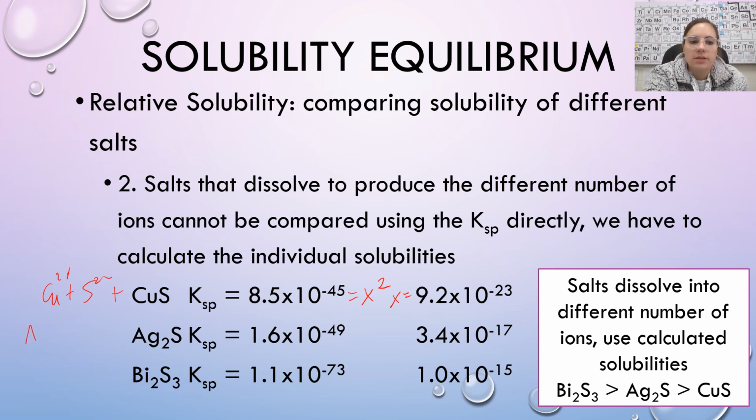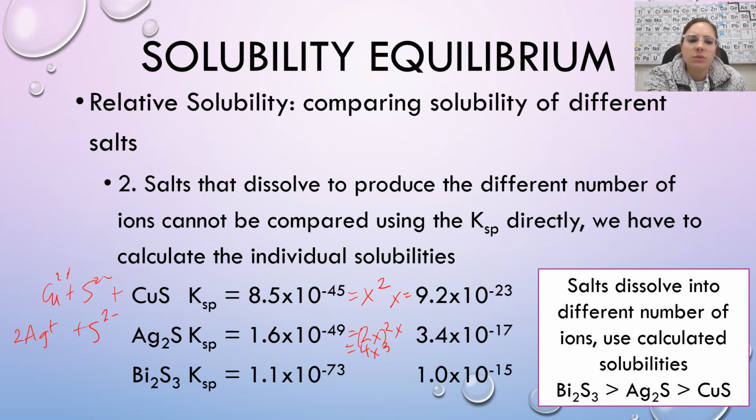This dissociates into 2 silvers and 1 sulfur. So then, think about it like doing the equilibrium chart, the Ksp would end up being set equal to 2x squared times x, which is 4x cubed. When you solve that, you get 3.4 times 10 to the negative 17.